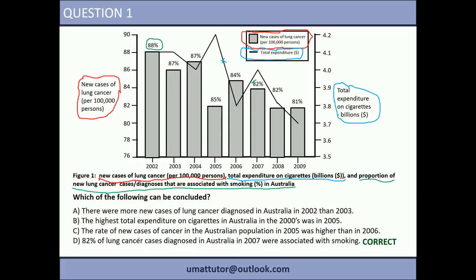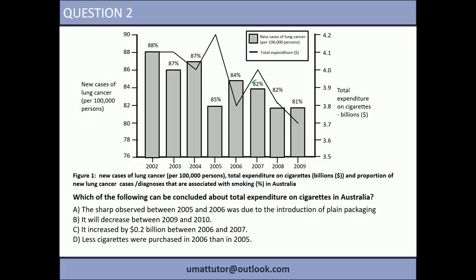We'll do question 2 now as well. So which of the following can be concluded about total expenditure on cigarettes in Australia? So now we're just dealing with the line graph, which remember we have to read off the right-hand side. So the option A, the sharp increase observed between 05 and 06 was due to the introduction of plain packaging. That should say the sharp decrease. The sharp decrease observed between 05 and 06 was due to the introduction of plain packaging.